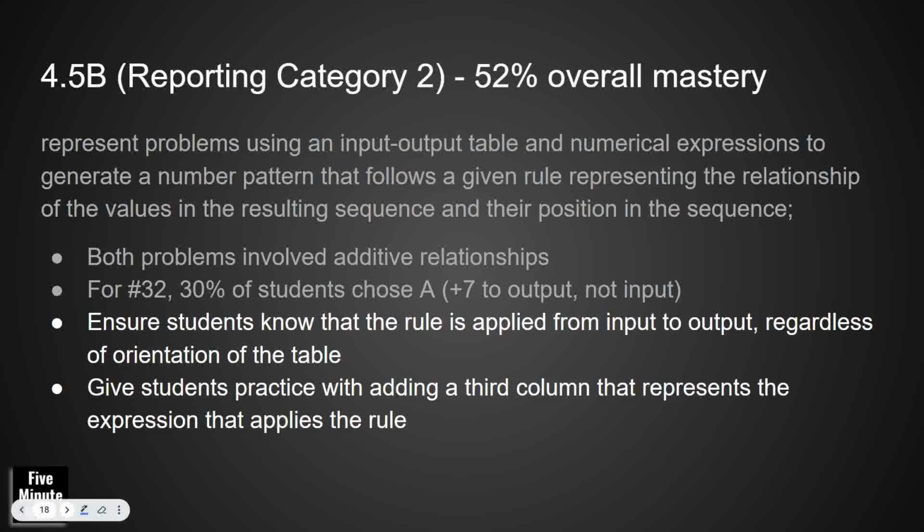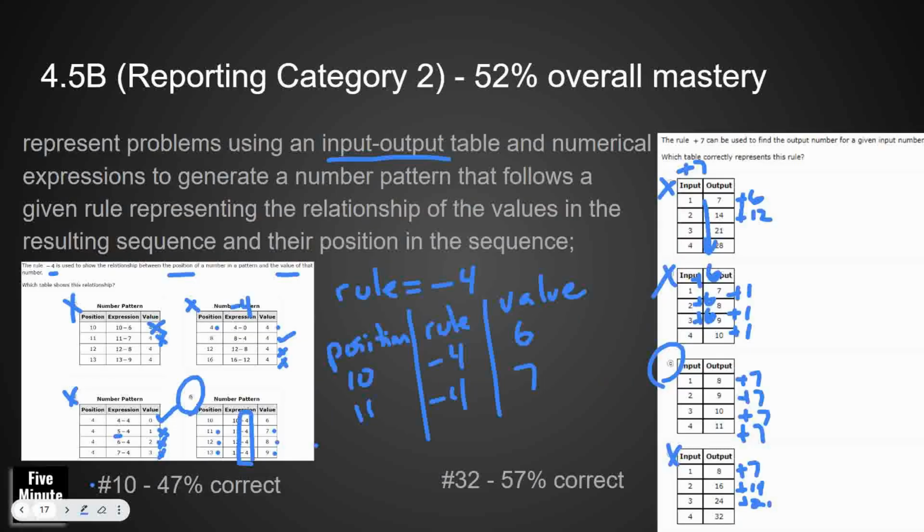So both problems involved an additive relationship. It doesn't always have to be an additive relationship. Sometimes it's multiplicative. And for number 32, let's look at it. 30% of our students chose A. So go back to number 32.